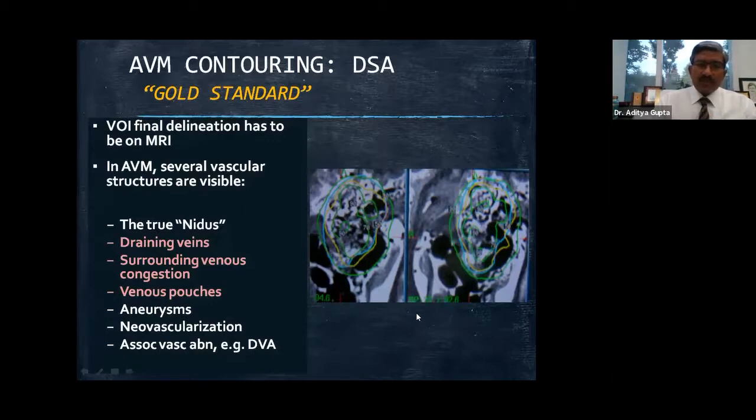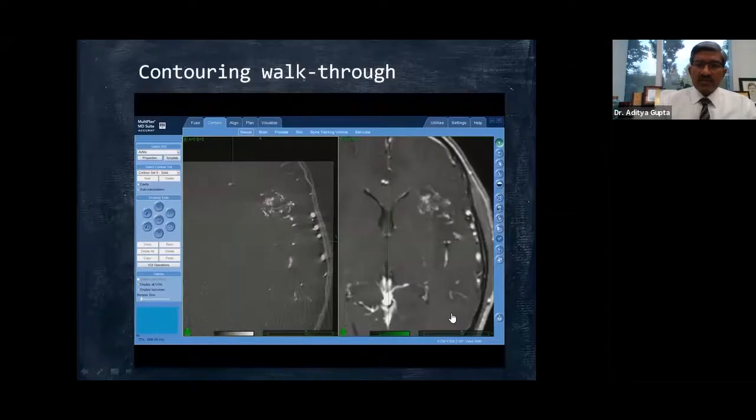For example, the true nidus is of course what we need to give the radiosurgical treatment to, but very importantly surrounding it are the draining veins. There may be some venous angiopathy surrounding the AVM. There can be venous pouches which are visible, and you can see those in this particular image on the right side. And of course, there can be AVMs and new vascularization.